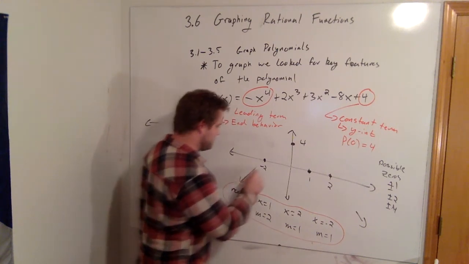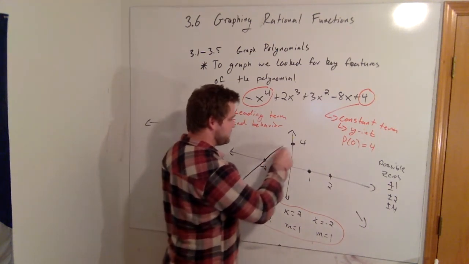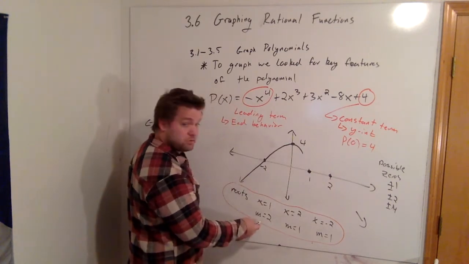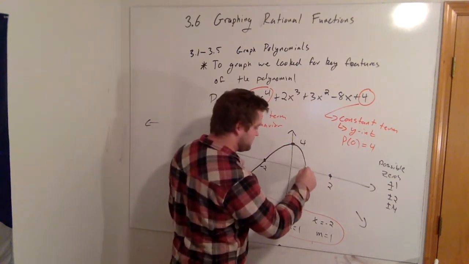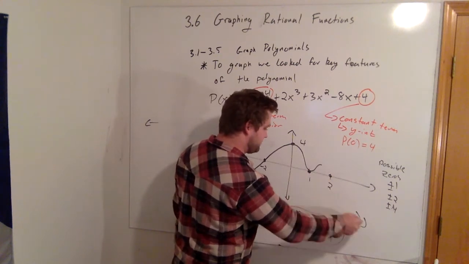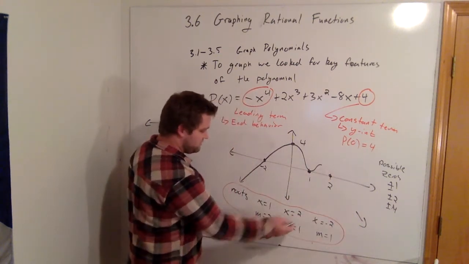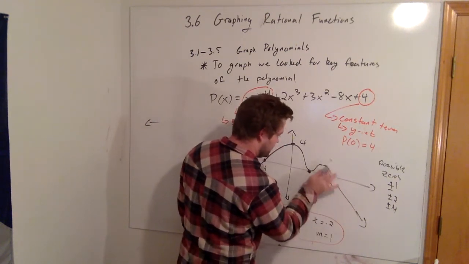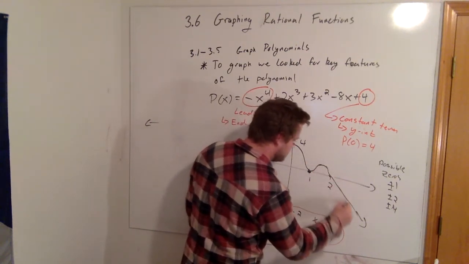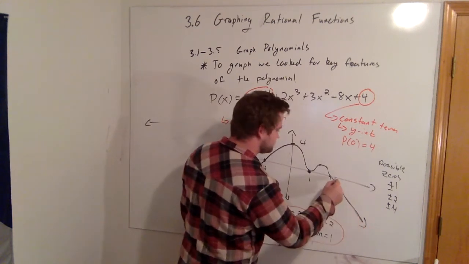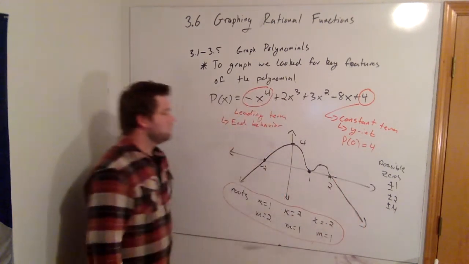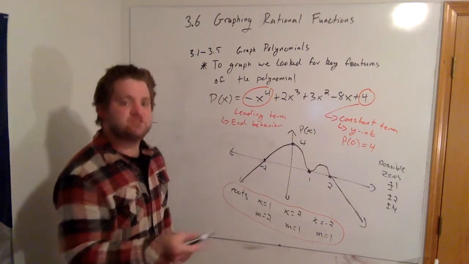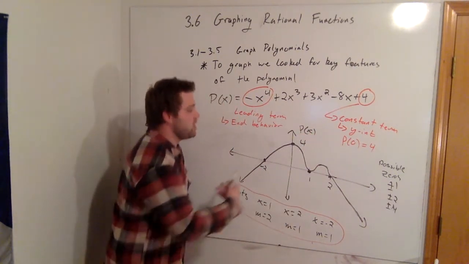But I kind of puzzled my way through that. So it's got to cross through this y-intercept. At 1, it has a multiplicity of 2, so it's going to bounce, and it better cross through to match up with my end behavior. X equals 2 has a multiplicity of 1. Sweet! So here's a rough sketch of that polynomial, P of x. Beautiful.